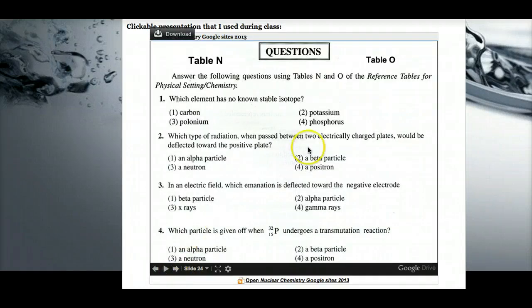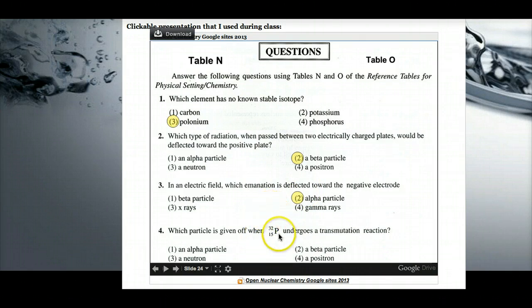All right, and then if you want to go through these questions, which element has no stable isotope? Well, it's going to be polonium because polonium is way above atomic number 83, right? So polonium, which was discovered by Madame Curie, is atomic number 84. So my friends in chemistry, that's above 83, so it has no stable isotope, too many what? Protons. Which type of radiation, when passed directly between 2 electrical plates, would be deflected toward the positive plate? The one that's negative, the beta particle. In an electrical field, which emanation is deflected toward the negative? The one that's positive, the alpha particle. If you don't know that, go to Table O.